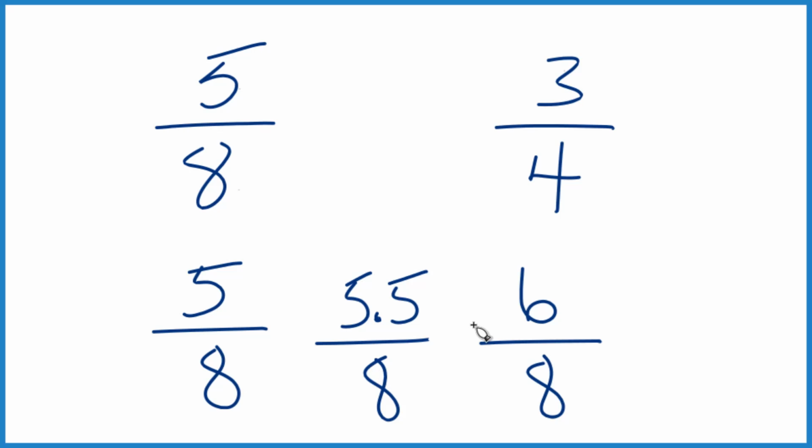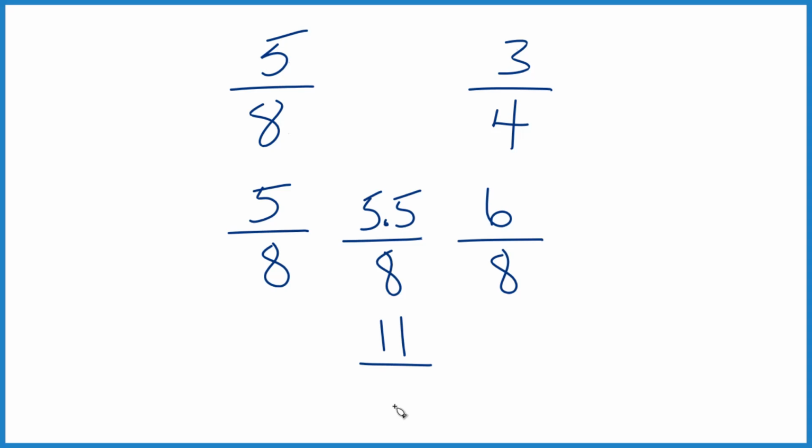5.5/8, which is a little awkward, right? You probably don't want to have 5.5 there. So let's just double the numerator and the denominator. 5.5 times 2 is 11. 8 times 2 is 16. And now you can see halfway between 5/8 and 3/4, exactly halfway, is the fraction 11/16.